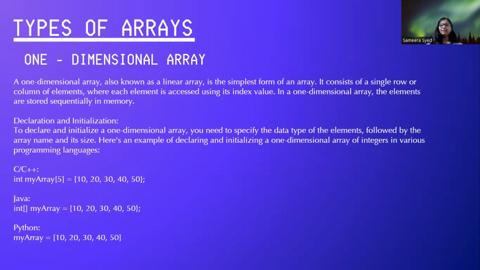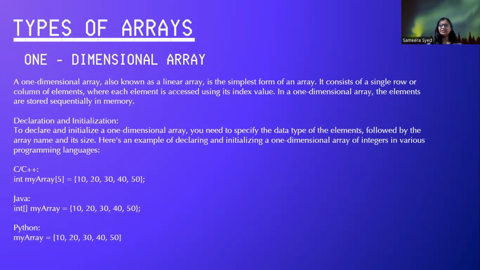Types of arrays. One-dimensional array. A one-dimensional array is the simplest form of array. It is also known as a linear array. It consists of a single row or column of elements where each element is accessed using its index value. In a one-dimensional array, the elements are stored subsequently in memory.